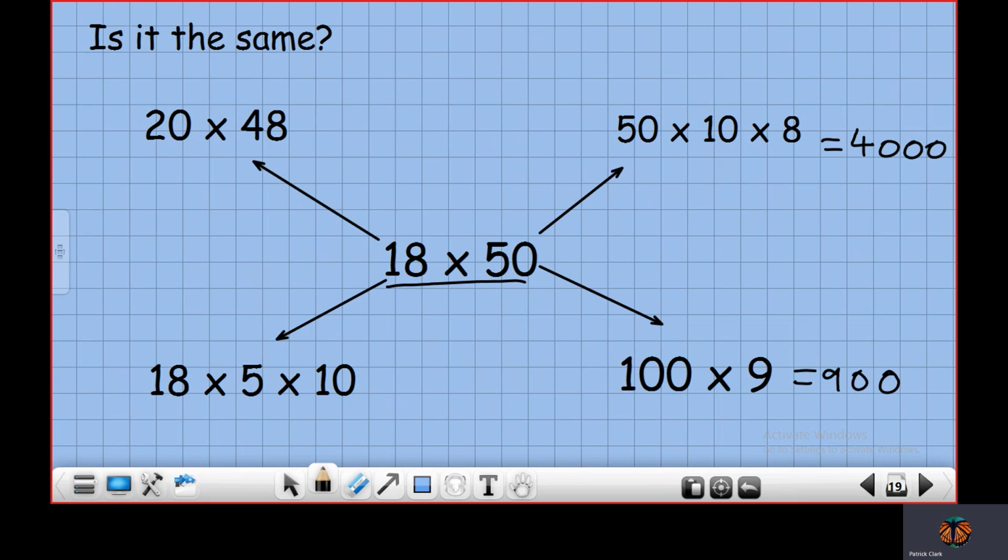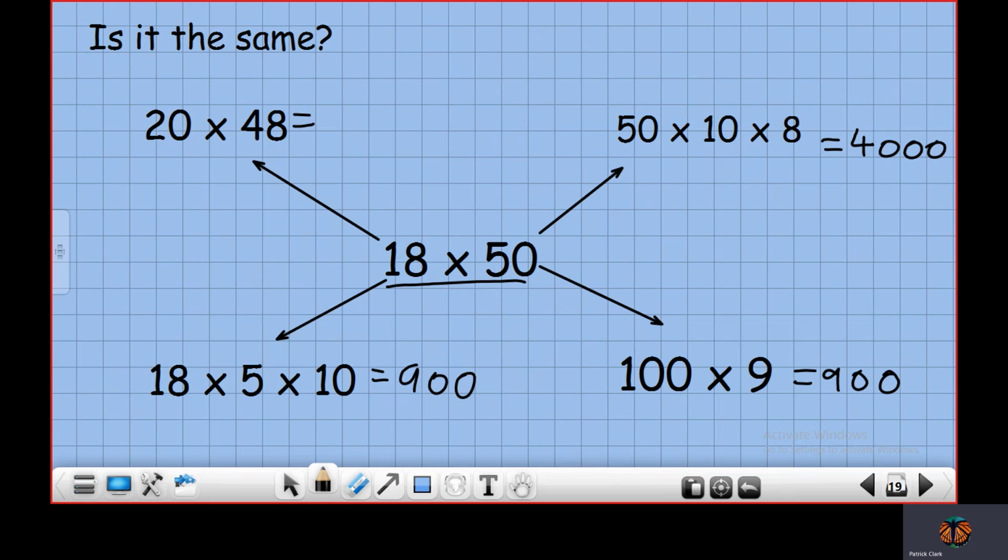So these are very different numbers. Somehow we've got 900 and somehow we've got 4,000. Let's have a look what the other ones could be. 18 times 5 times 10. Well, 18 times 5: if I know 10 times 5 is 50, and 8 times 5 is 40, so 50 add 40 is 90, and 90 times 10 is 900. Hey, we're going to spot some of these equations are the same.